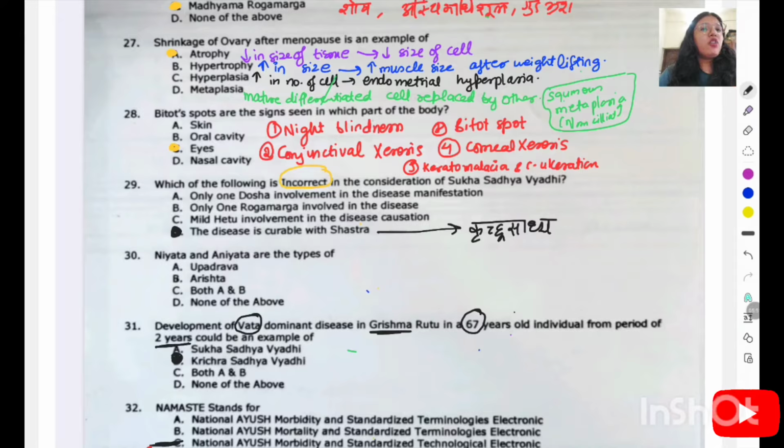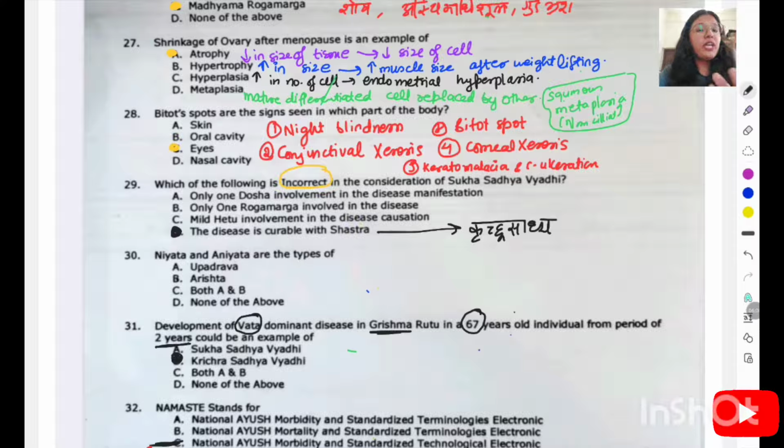Shrinkage of the ovary is an example of atrophy. What is happening in atrophy? The size of the tissue or organ is decreased, and basically the size of the cell is decreased, due to which the tissue size decreases, as well as the organ size.